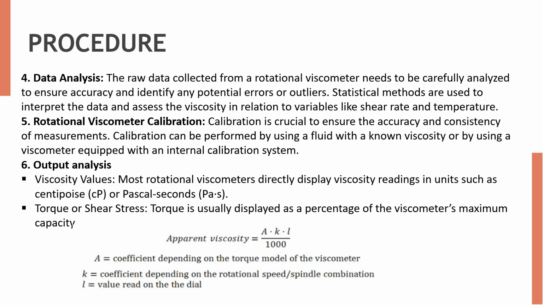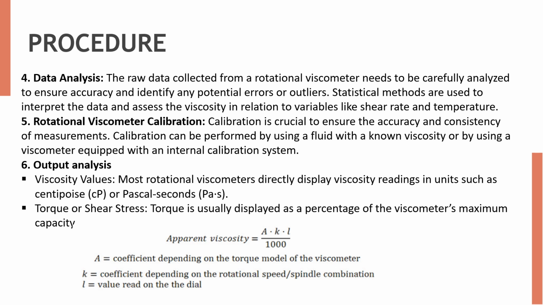Our next step is rotational viscometer calibration. Calibration is crucial to ensure the accuracy and consistency of measurements. Calibration can be performed by using a fluid with a known viscosity or by using a viscometer equipped with an internal calibration system. If we are using an advanced rotational viscometer, it contains an internal calibration system which eliminates the need to go for a fluid whose viscosity is known.